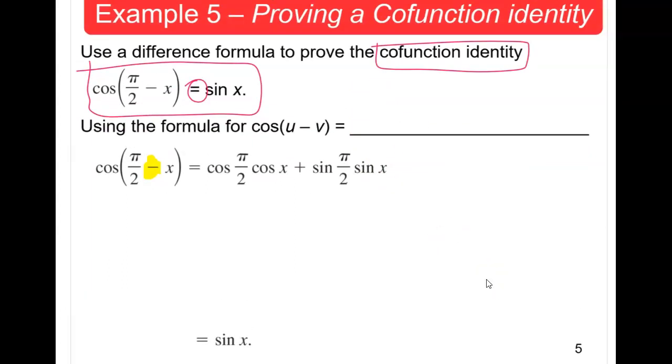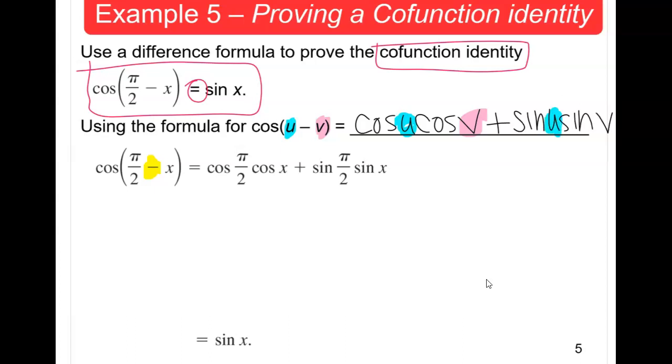It's going to be the cosine of the first angle, which is u, times the cosine of the second angle, which is v. So you can see that, cosine u, cosine v. And then we're going to have a plus in between. And then we will have sine of the first angle, u, times the sine of the second angle, which is v.